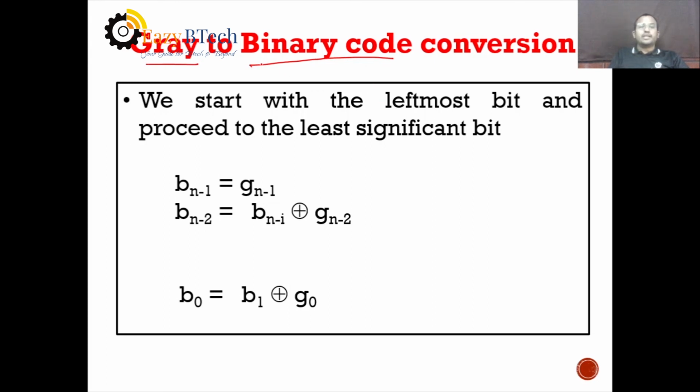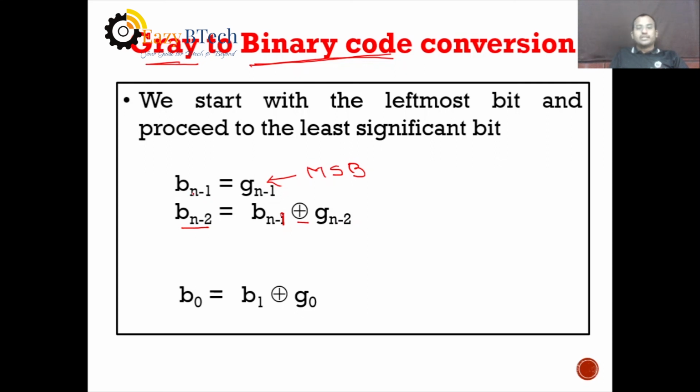How to convert the given gray code to binary code. Again here, we start with the leftmost bit, that is the MSB. The MSB bit is as it is, in both gray to binary and binary to gray code. Next, to get Bn minus 2, we take modulo 2 sum between Bn minus 1 and Gn minus 2.